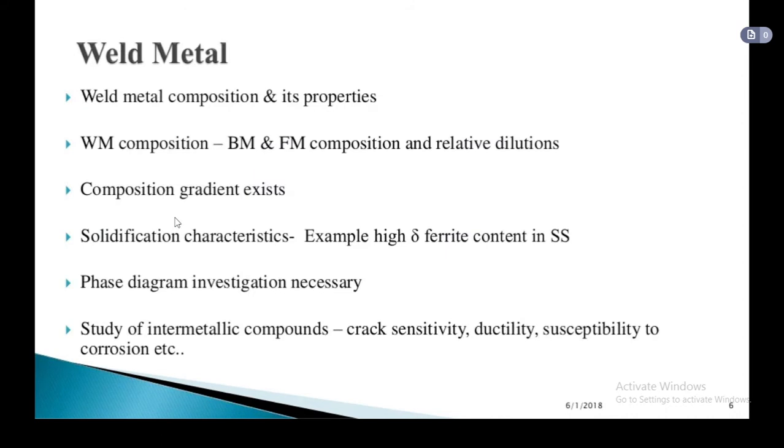Weld metal. The composition and the properties of the weld metal play an important role in welding processes. The two dissimilar materials that we are using should have properties similar to each other. If there is a large gap between the properties of the materials, then it will affect the weld joint and the integrity of the weld joint.